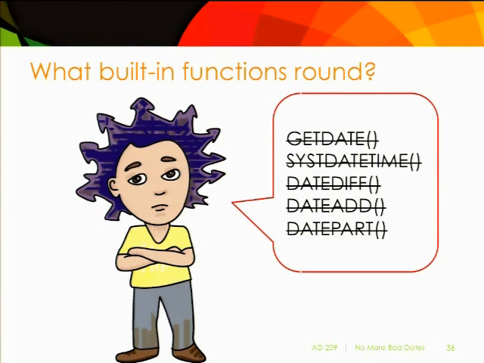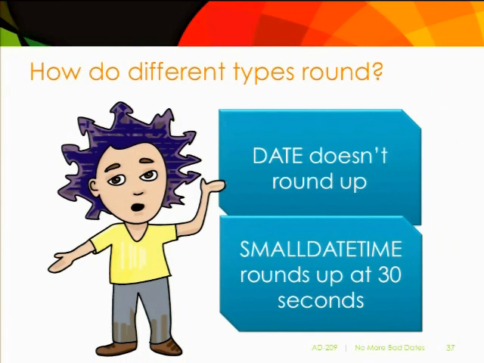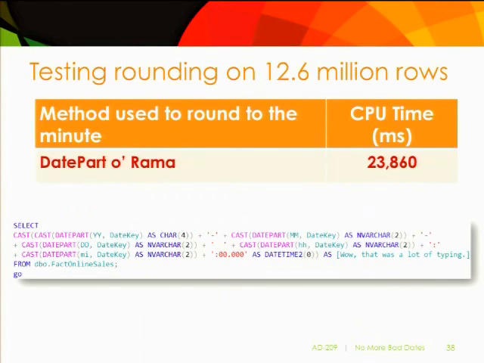We don't have any built-in functions for rounding. There is no function that says, take this date and round it to a month. But we do have an awful lot of functions with date and time. We have all of these things, right? Some of them return dates, some of them do things with dates, but none of them just specifically round the dates for us. I do want to remind you, date is not going to round up, and smalldatetime rounds at 30 seconds. So you've got to handle those two things in your code.